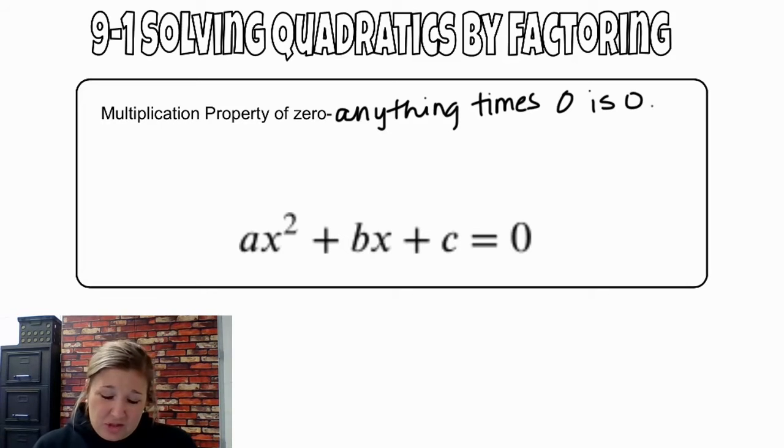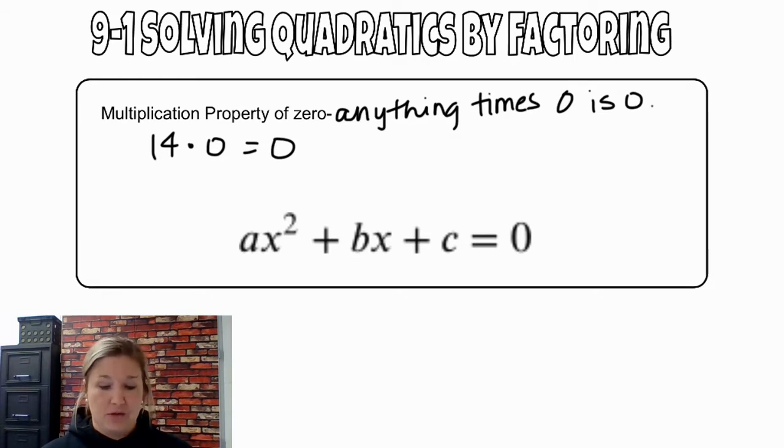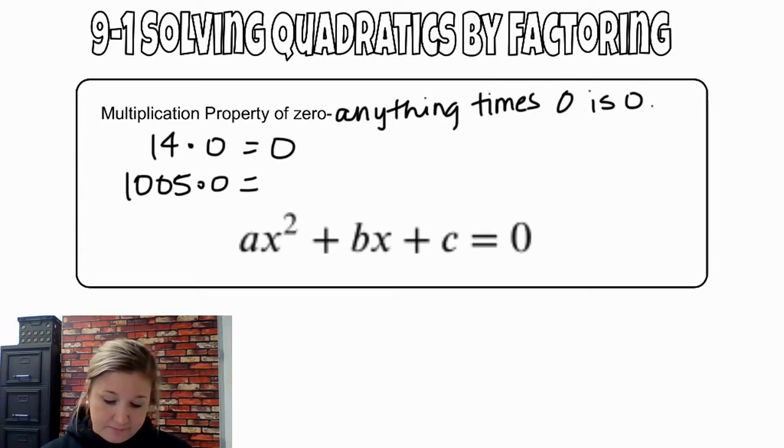What that looks like, let's just say we have any number. Let's just say 14 times 0. Yep, still 0. 1005 times 0, still 0. Anything times 0, the result is going to be 0. So we're going to use that to help us with our first tool, if you will, for solving these quadratics, and we're going to use that by factoring.